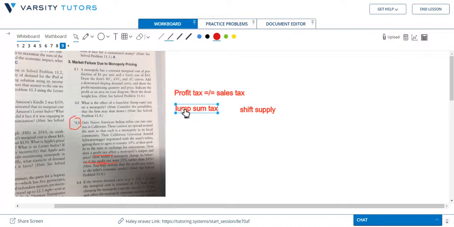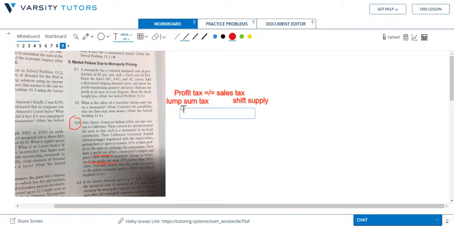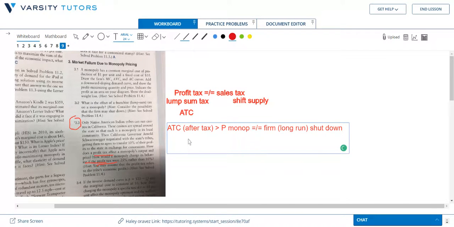A lump sum tax will only shift what? We answered it in the last question. It can only shift the average total cost. And if the average total cost after a tax is greater than the price the monopoly can charge, then and only then would a firm make a choice in the long run to shut down. But an average total cost or a profit tax or a lump sum tax can only affect the long run.